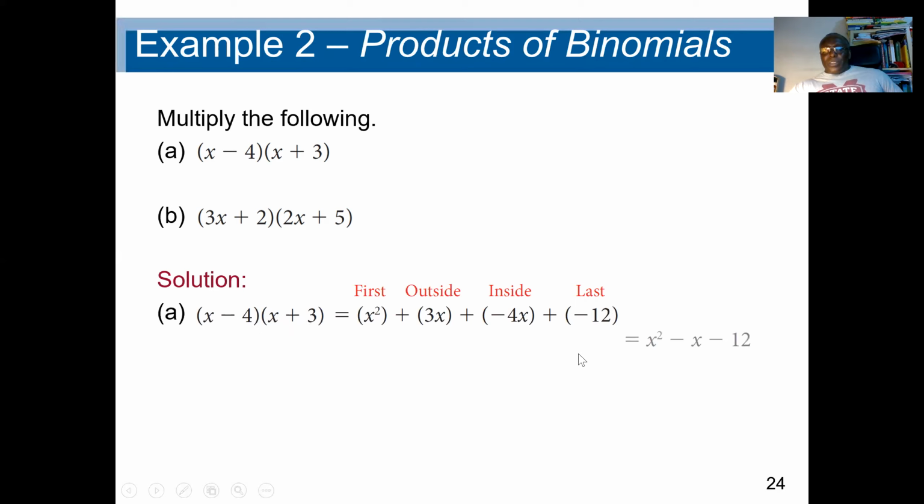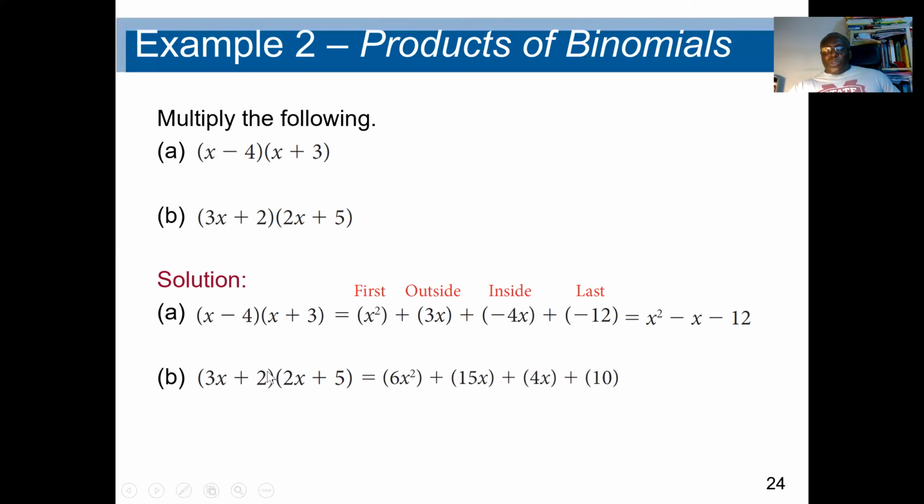Then we'll remove the parentheses. We get x squared minus x minus 12. We combine the like terms, so we get minus 4x plus 3x, that will give me minus x. And the next, the same step, so we get 3x times 2x, that is 6x squared. Then we get 3x outside times 5, that will give me 15x. Inside will be 2 times 2x, that will give me 4x. And the last term will be 2 times 5, that will give me 10.